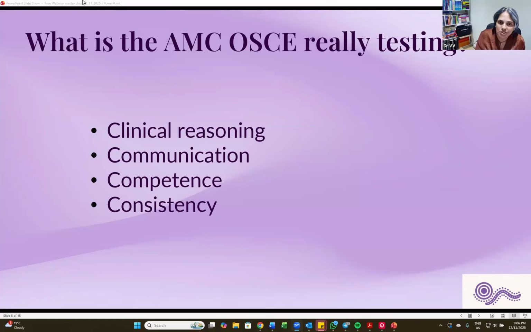So that is your communication skill. To be a good doctor, you must be able to communicate properly. And that is actually graded in an OSCE, not just an AMC OSCE, but in any OSCE. That is one of the key skills. The next thing is competence.